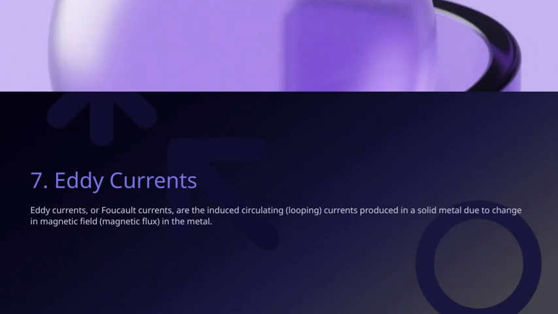Eddy currents, also known as Foucault currents, are essentially loops of electrical current that are induced within a solid metal when there's a change in the magnetic field around it. These currents circulate within the metal itself, kind of like tiny whirlpools of electricity. They are produced whenever the magnetic flux, that's the magnetic field passing through the metal, varies over time. This change in magnetic flux causes the electrons inside the metal to move, generating these circulating currents. Understanding eddy currents is important because they can have both useful and unwanted effects in various applications, which we'll explore further.